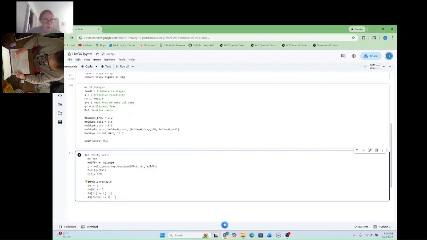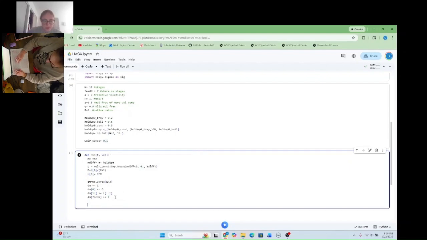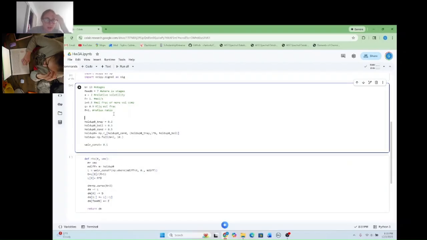I think that will work out. So then we return dm. Okay, so if we think about this, all we're doing is really just thinking about our liquid stages and not our vapor stages. And we need to focus on our vapor stages, so let's put it in between here.